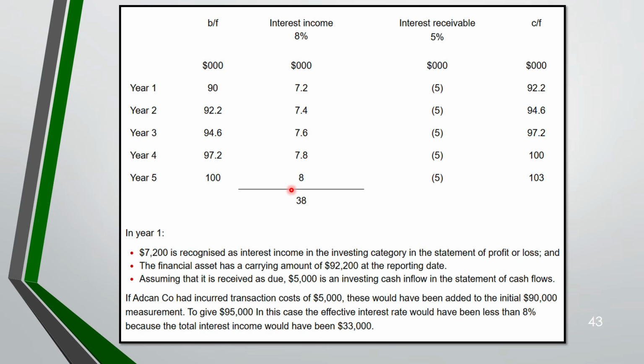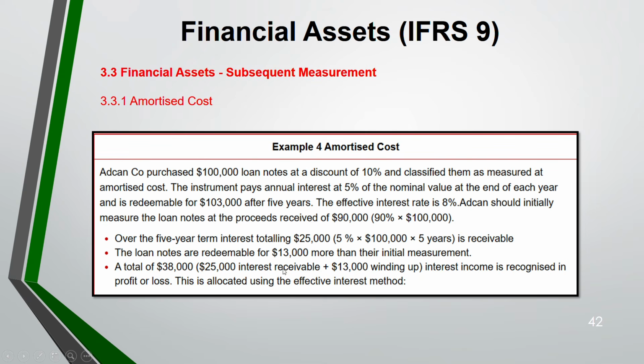Now let us solve this question using Excel. This is the solution, but we'll come back to the solution after we solve it in Excel. There is another way of getting that 38,000. Here you have got 38,000 like this. We got 25 and 13. There is another way of getting that 38,000.